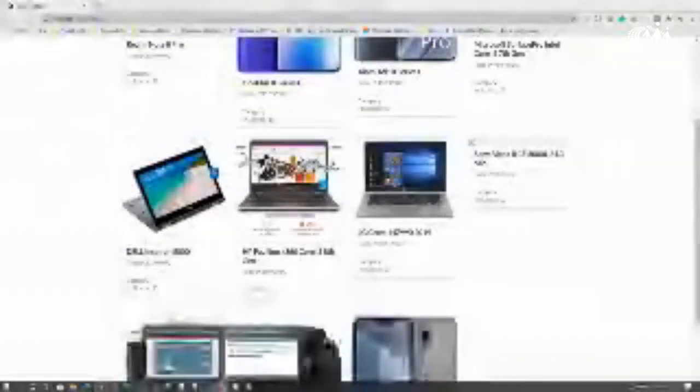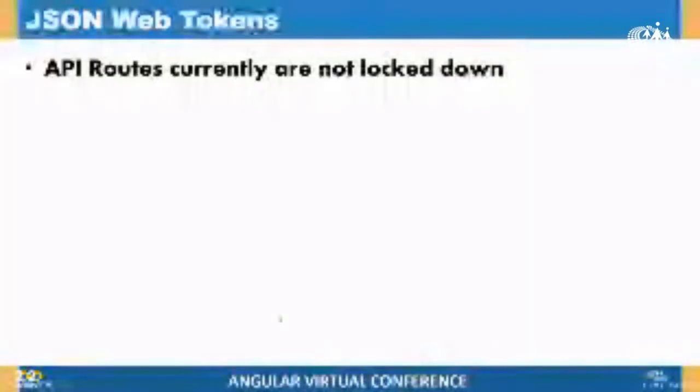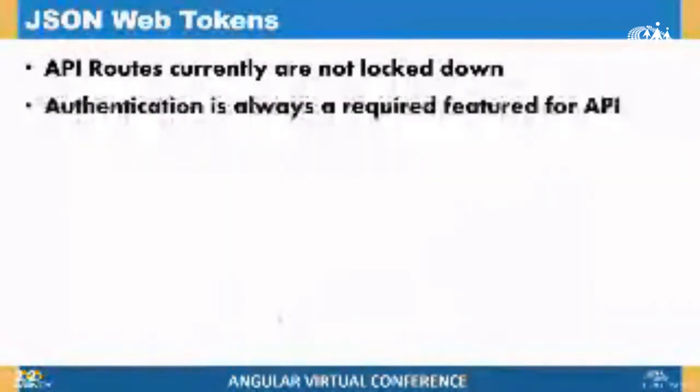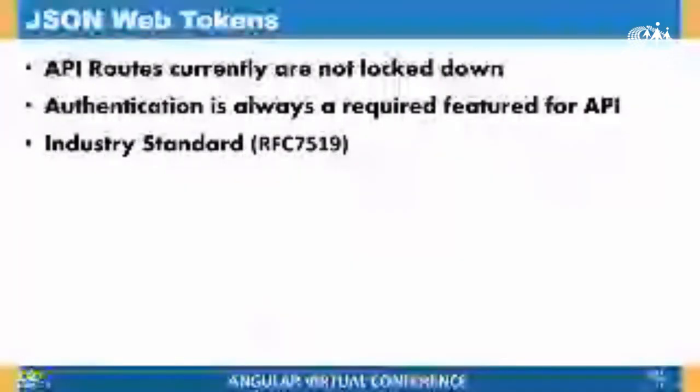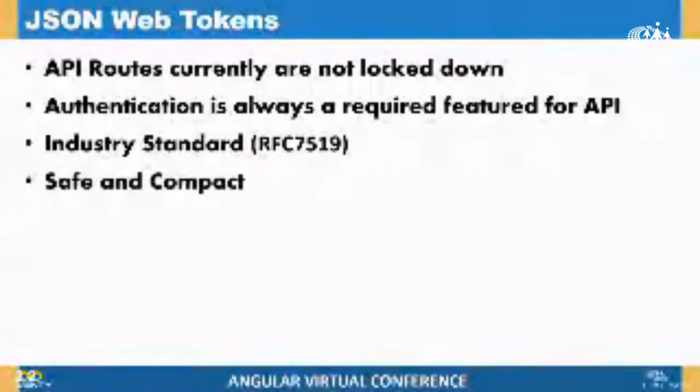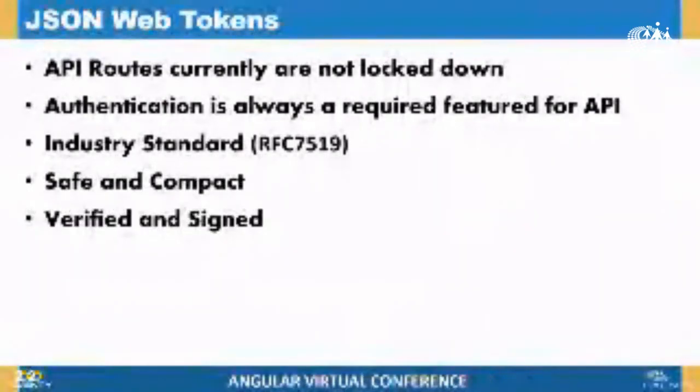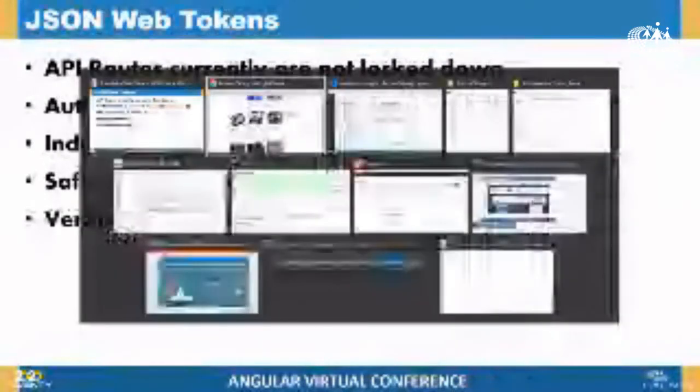So now it's time to implement the JWT token. Why we are using JWT tokens is because our API routes are currently not locked down. We can access the data from anywhere. So that's why we require some authentication keys. Normally a JWT token, or JSON Web Token, is one of the standard mechanisms for accessing APIs. It uses the industry standard RFC 7519 pattern that is safe and compact. Okay.